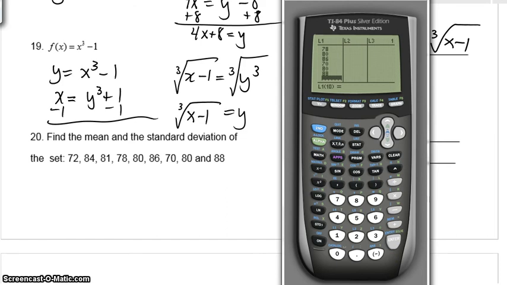And nicely, we now have all of our data entered. What you can do is quit, hit stat, go to calculate, hit that right arrow, and then hit enter for one variable statistics. You'll have to hit enter 3 times, and you're going to see your X bar. X bar is going to give you your mean. So it's about 79.9.